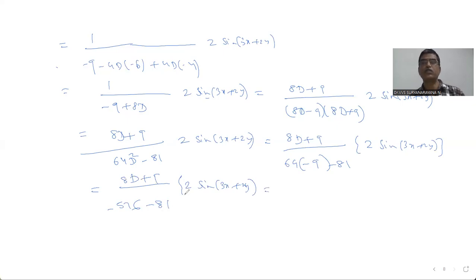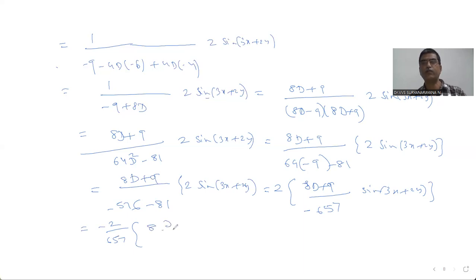Now, this is nothing but 2 times 8d plus 9 by minus 576 minus 81. So 6 plus 1, 7; 5 plus 7 plus 8, 15; 5, 1, 6. So minus 657 of sine 3x plus 2y. Now, set this minus 657 outside. So minus 2 by 657 into 8d plus 9 to be operated on sine 3x plus 2y.